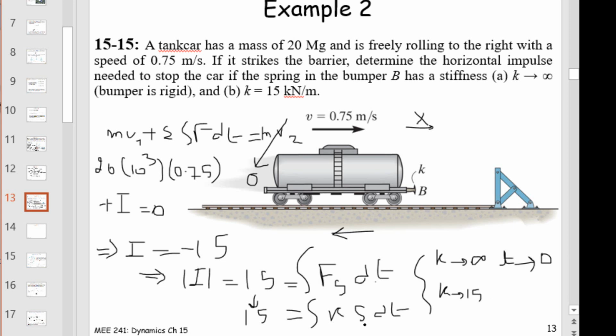Now if k is 15, then of course I should have more information about s in order to do the integration, but I am sure that the time will be greater than the time where k goes to infinity. All right. So you can think about example 2 as some concept. In fact, we cannot find the number.